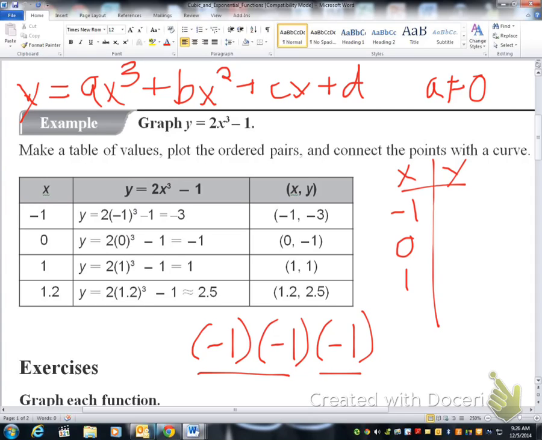So if I take a negative number to the third power, then my answer is going to be negative. Whereas if I take a positive number to the third power, obviously a positive times a positive times a positive is positive, right? Really? Y'all just told me a positive times a positive times a positive is negative.